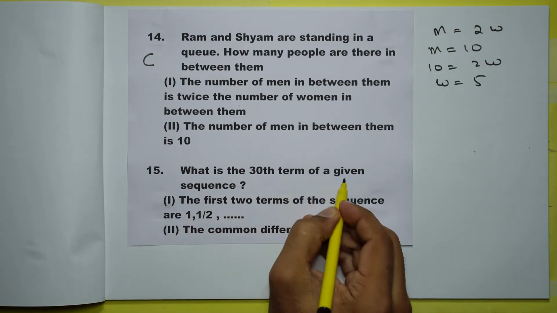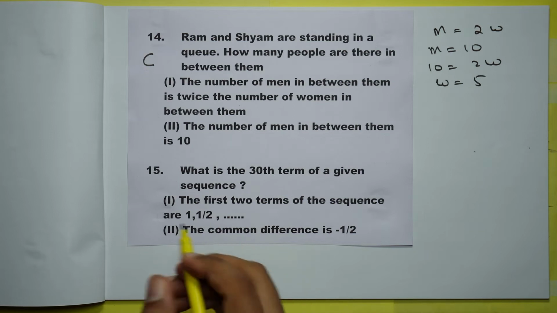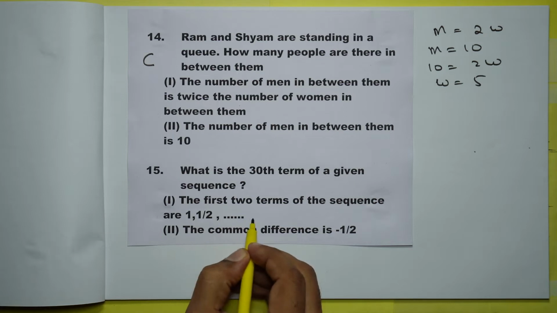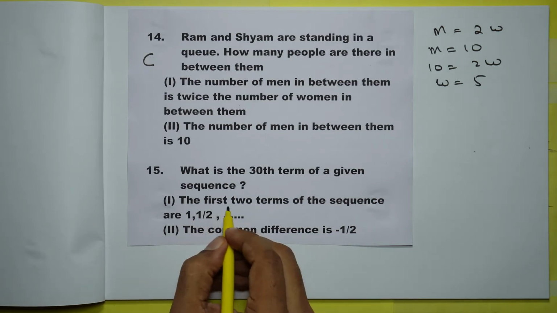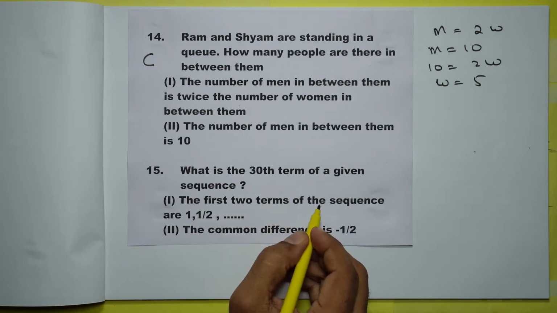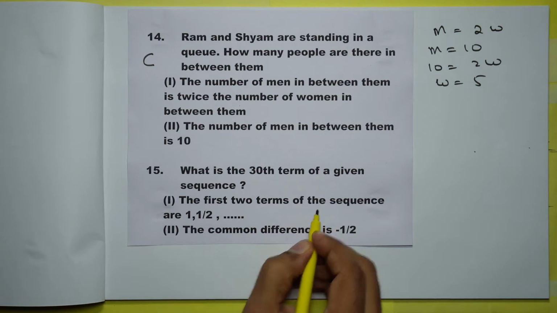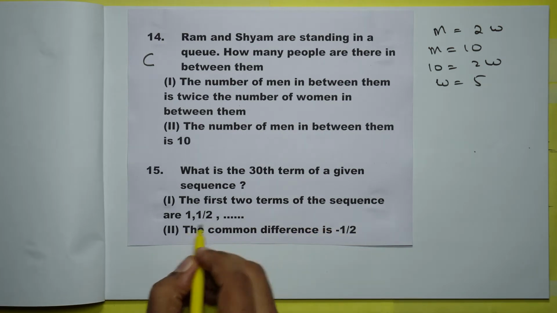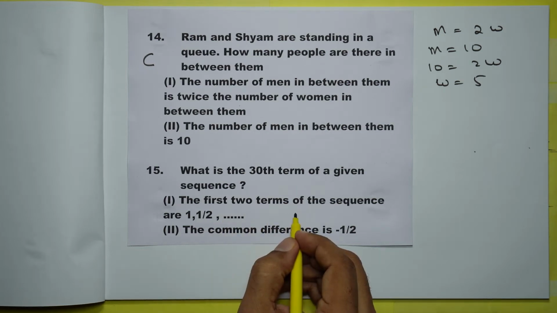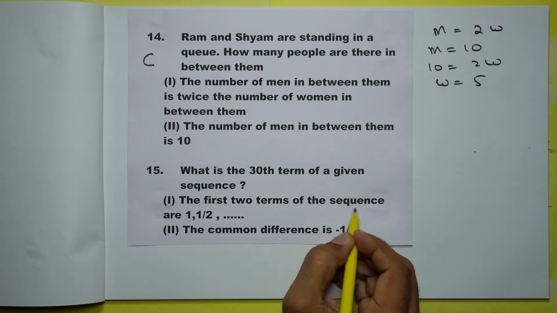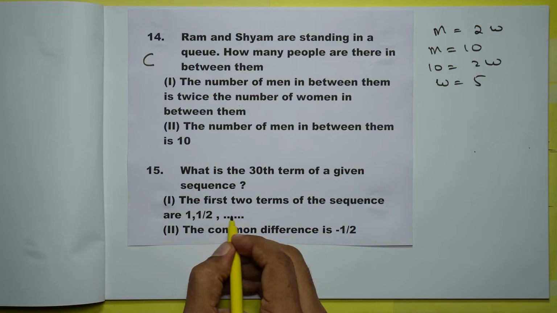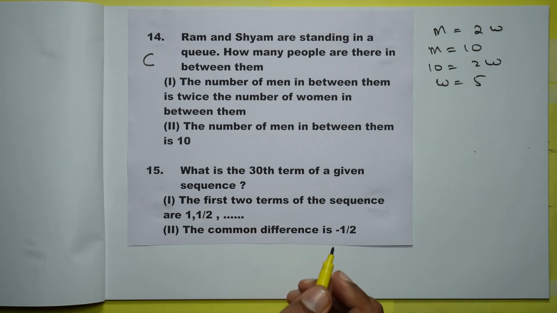What is the 30th term of a given sequence? The first two terms of the sequence are 1, half and so on. Now as per this condition, it may be an arithmetic progression or a geometric progression. It may be an arithmetic progression with a common difference of negative half. It may be 1, half, 0, negative half, negative 1, negative 1.5 like that. Or it may be a geometric progression with a common ratio of half. It may be 1, 1 by 2, 1 by 4, 1 by 8, 1 by 16 like that.